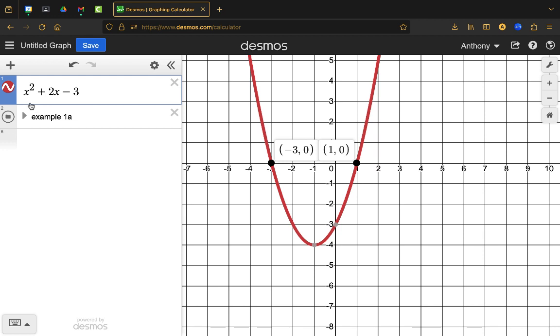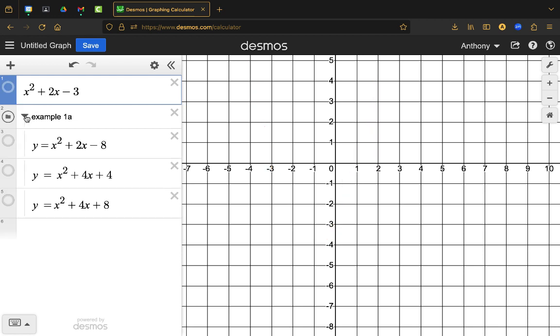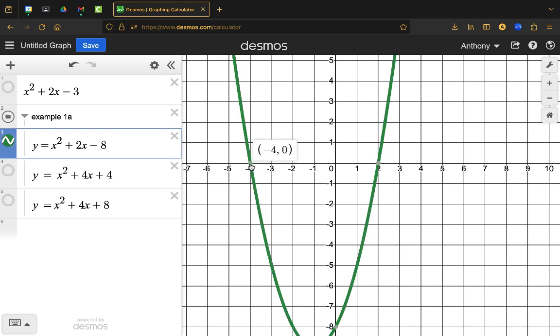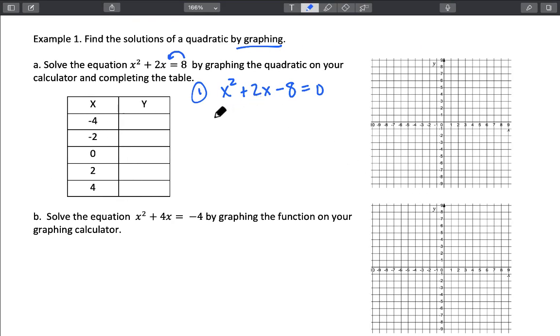I'm going to go back to Desmos. And I'm going to expand my example 1a. Here is my first graph. Y equals x squared plus 2x minus 8. Now remember, the y value that I want is 0. So that's why I'm looking here along my x-axis. And I see that my two solutions that passes through here are negative 4 and positive 2. So I found my solutions to equal negative 4 and positive 2.